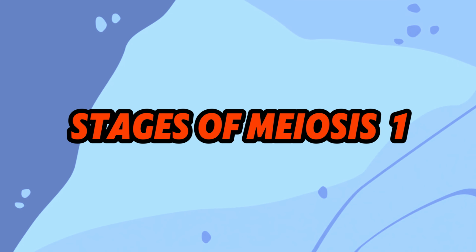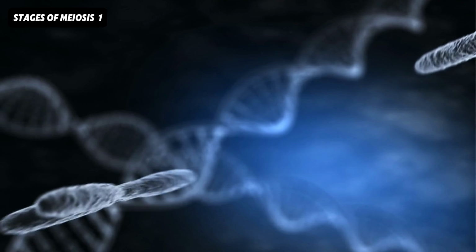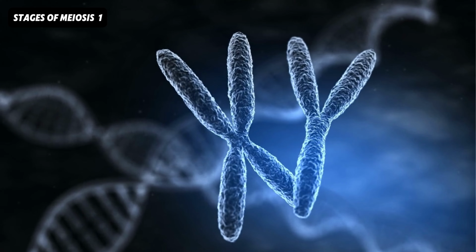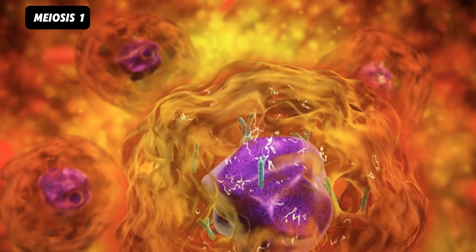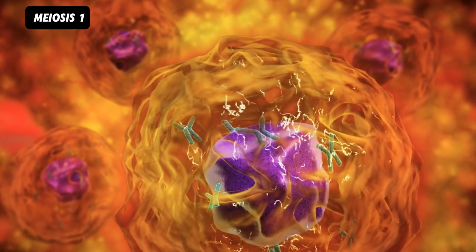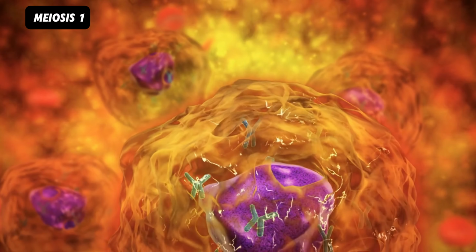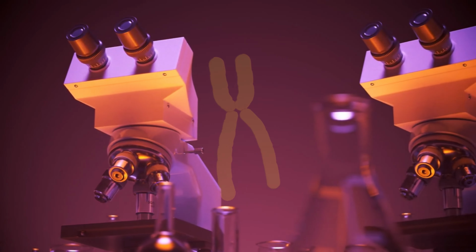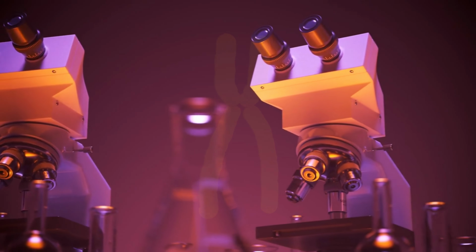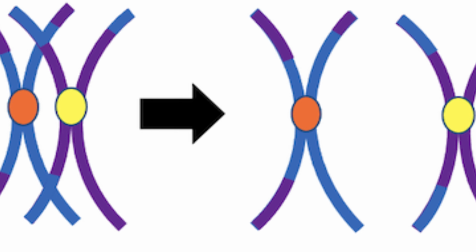Stages of meiosis 1. Meiosis 1 is the first round of division, and it focuses on reducing the chromosome number and creating genetic diversity. We are going to start with prophase 1. You can call it mixing things up. Prophase 1 is arguably the most crucial phase of meiosis, where several important events occur. Chromosomes condense, chromosomes become visible under a microscope, and homologous chromosomes, pairs with the same genes but different variants, come together in a process called synapsis.